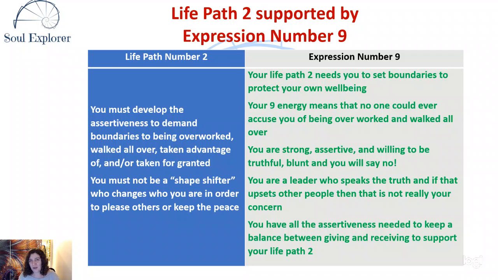So it's about those boundaries. The 2 energy and the 9 need you to set boundaries to protect your own well-being and the life paths of others because of the 9 energy. Your 9 energy means that no one could ever accuse you of being walked all over. It's going to give you that added strength to balance out the tendency of the 2 life path to get walked all over and taken for granted. You're strong, you're assertive, you're willing to be truthful and blunt. You'll say no when you need to. When you need a rest, you have no problem saying no, which is going to help the boundaries situation and stop people walking all over you.